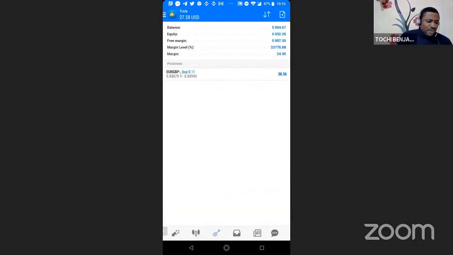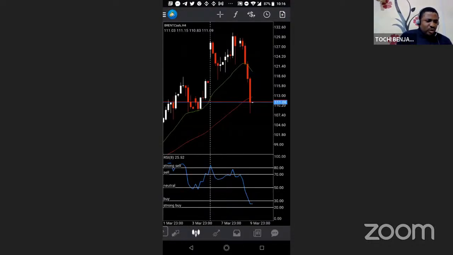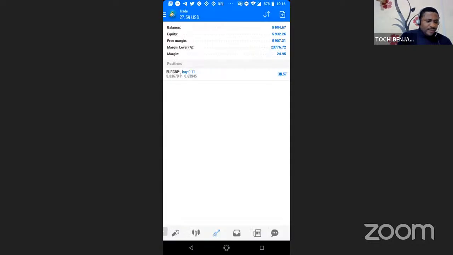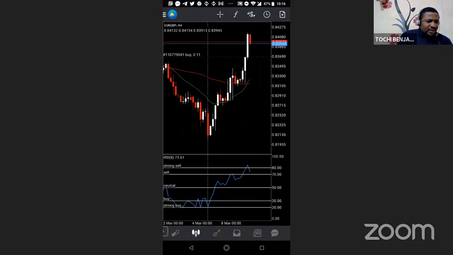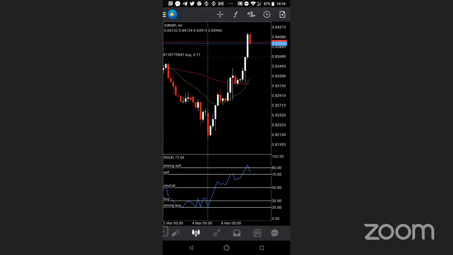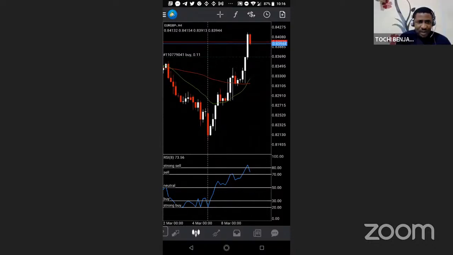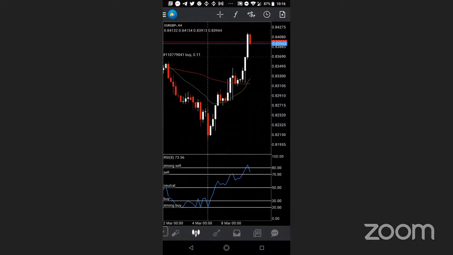Now, for me to secure it, let me go back to my trade. I'll show you. Okay, now this is the chart. This is Euro GBP. What I'll do now is that this is my entry. Look at my entry. Can you see my entry now? You see that line, right? If you look at my screen, you'll see the line on top where you see the buy 0.11.